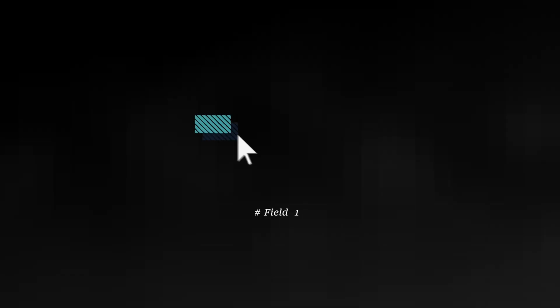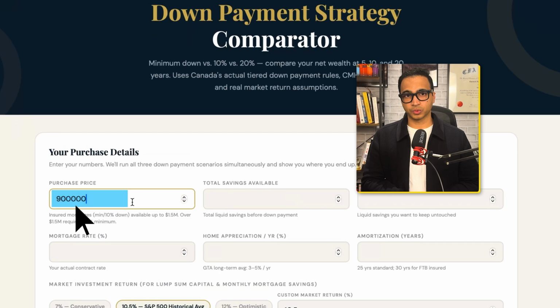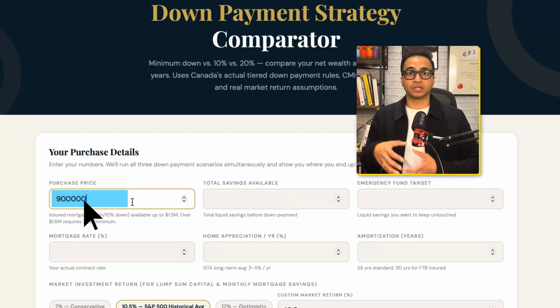Let me walk you through it field by field because each one has a reason behind it and understanding why it's there helps you put in the right number for your situation. The first field is purchase price. I'm going to use 900,000 for this walkthrough. That's a realistic number for a detached, semi-detached or a townhouse in a good part of the GTA right now. When you run this yourself, use the actual number you're targeting.